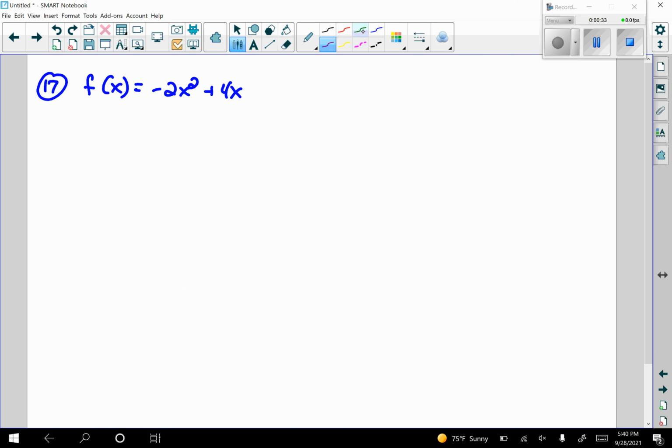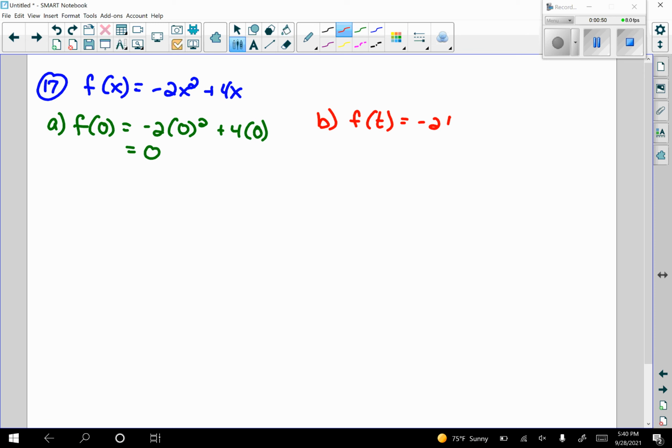For 17, we were asked to evaluate this. For A was f of 0, so this just becomes negative 2 times 0 squared plus 4 times 0, well that's just 0. B, f of t, just substitute a t in wherever we see an x, so it's negative 2t squared plus 4t. That's all we can do with that.